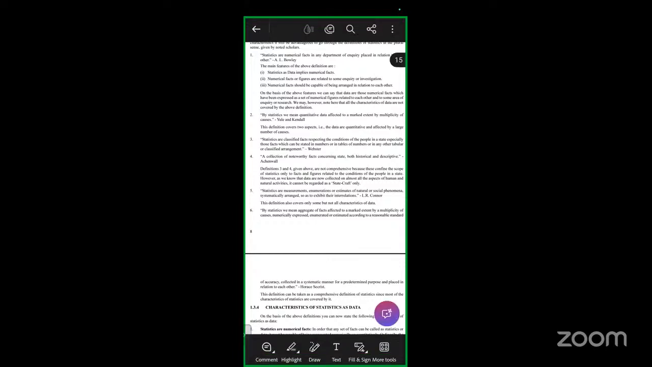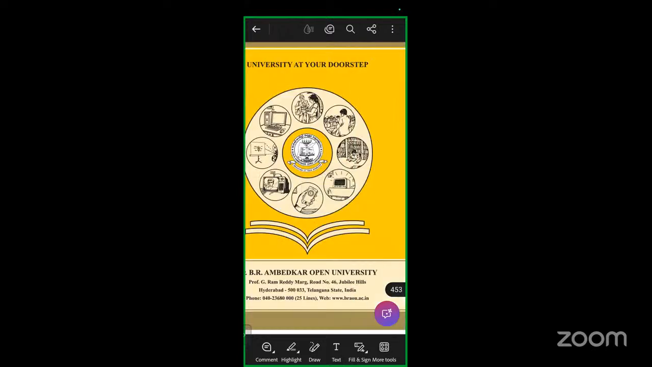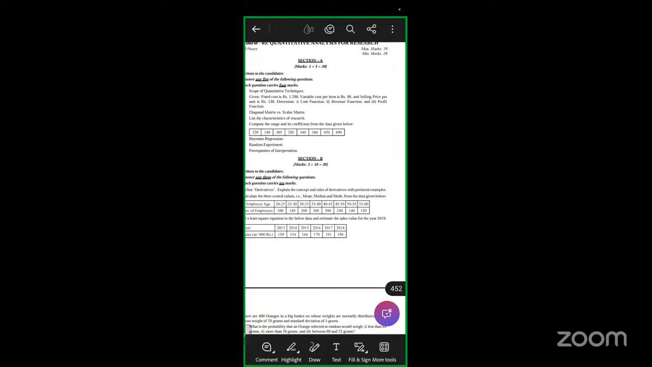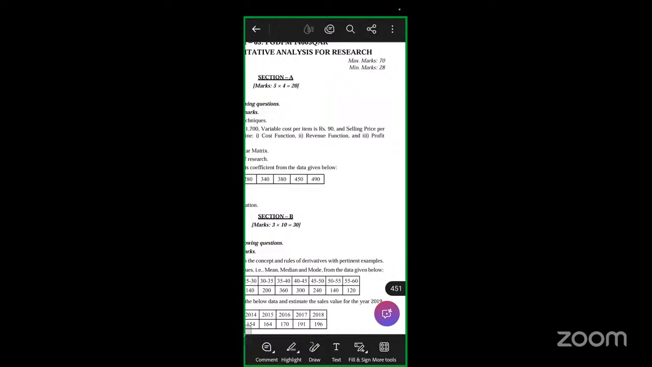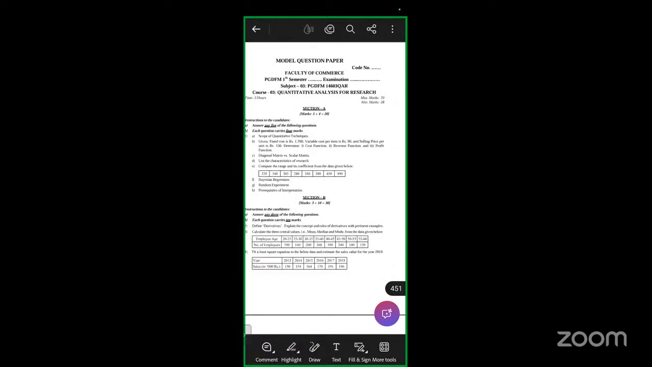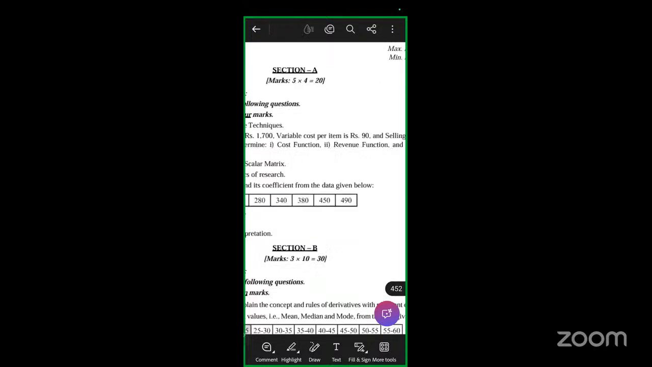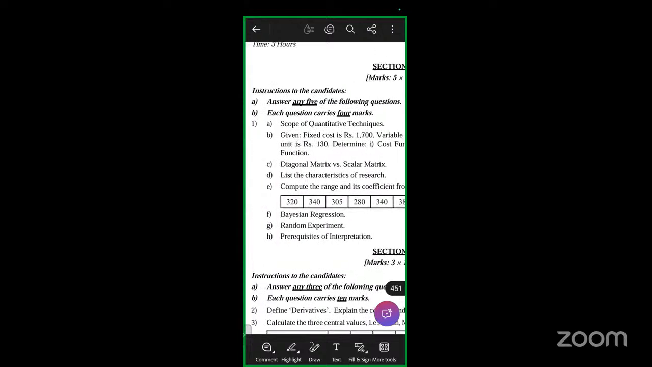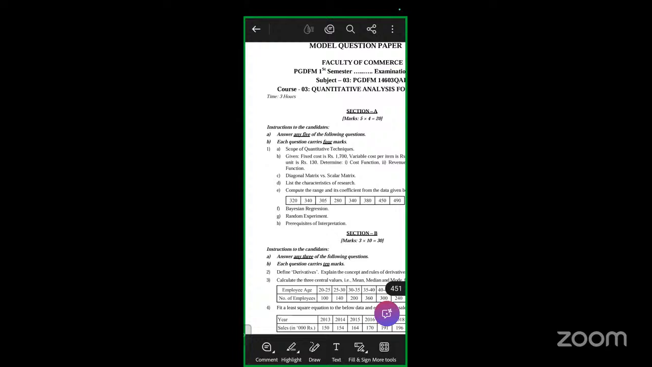Which page is it? Page 15. Okay, now I'm going to show you, at the end, the question paper pattern. You have a 70 marks external exam. In that 70 marks, it is categorized into three parts. First, we have 4 marks questions, in which you need to answer any 5 out of 8 questions.